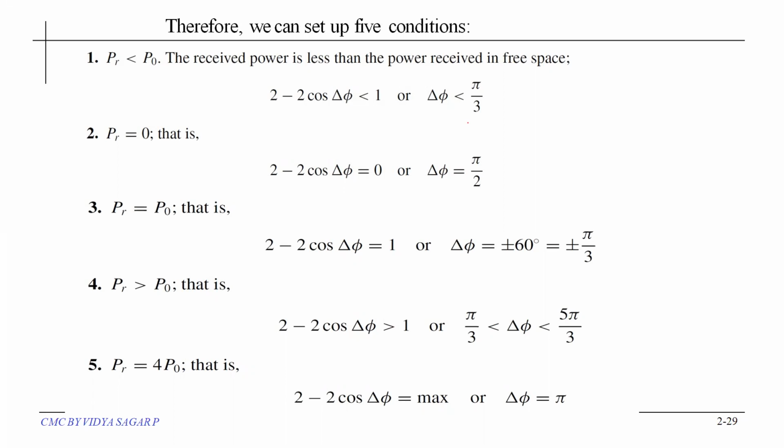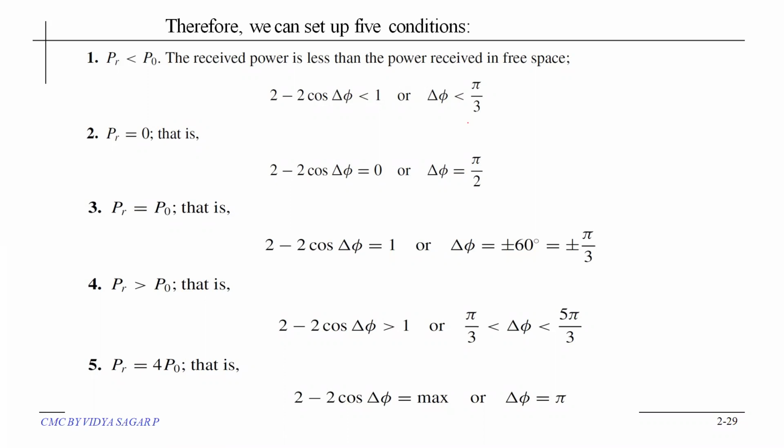Right? If we substitute Pr is equal to 0, that means received power is equal to 0. This is the second condition. Then delta phi becomes pi by 2, which is 90 degrees. Another one is PR is equal to P0. That means the received power is equal to the power received at the free space, and the phase difference is plus or minus pi by 3.